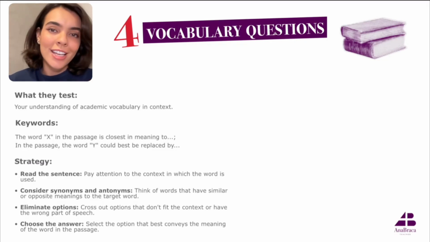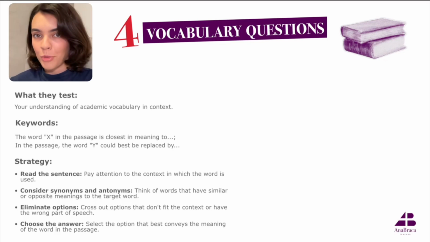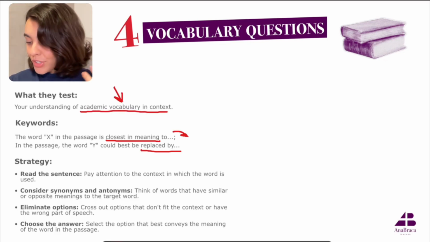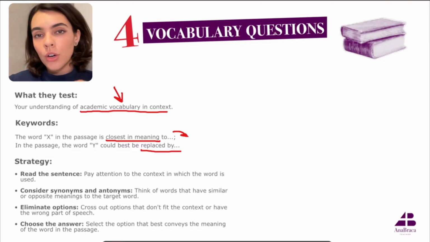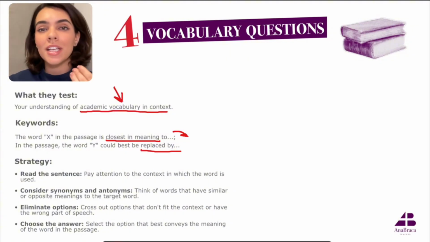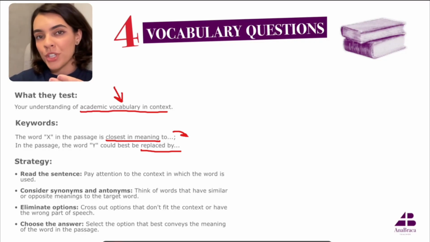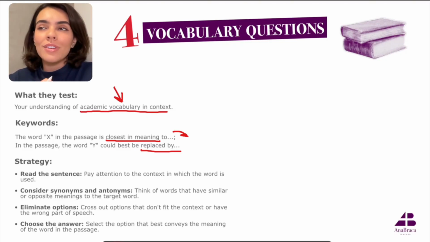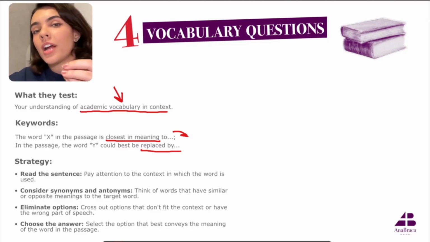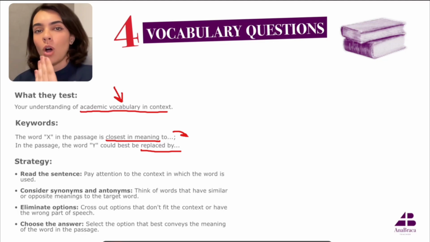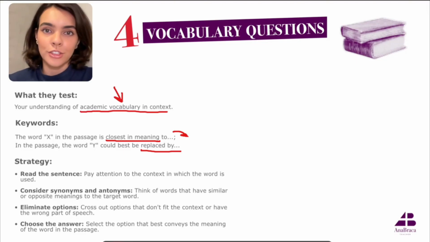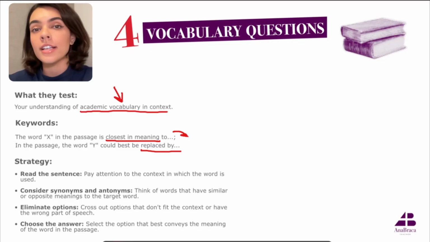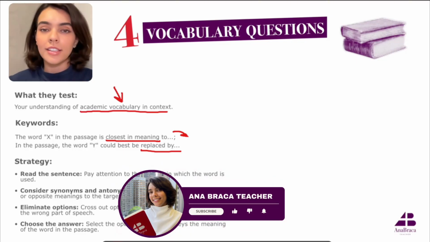So let's dig in on the strategies on how to approach this type of question. Read the sentence. Pay attention to the context in which the word is being used. Context is key. It has to make sense in context. Then consider synonyms and antonyms. Sometimes the options are the opposite of what that word actually means. Then eliminate options that you clearly see make no sense. Usually what happens here is that the students are always in between two options. So already eliminate the other two, because it will increase your chances of getting the correct answer. You have 50% chance in the case that you need to guess here, all right? And then choose the answer.